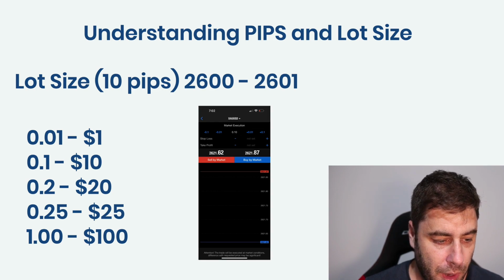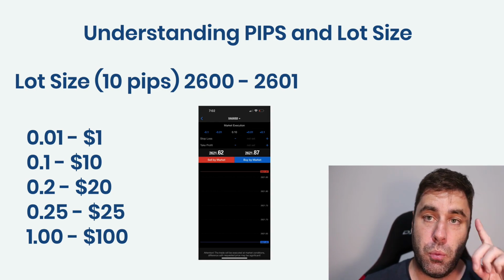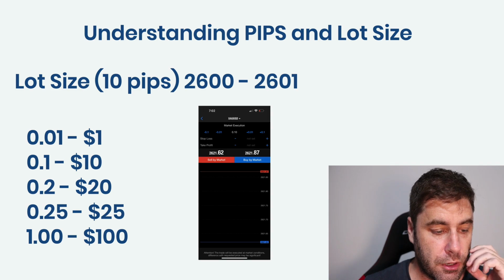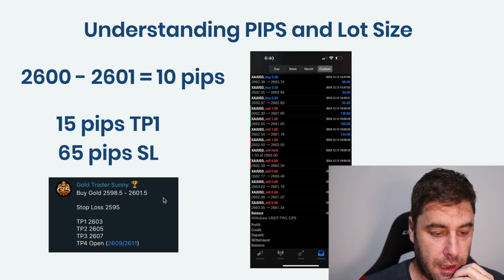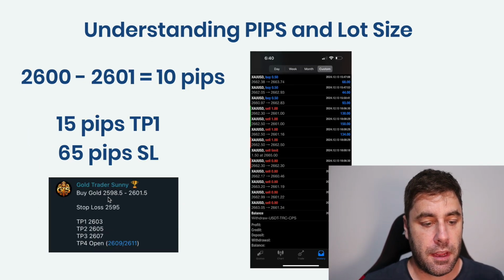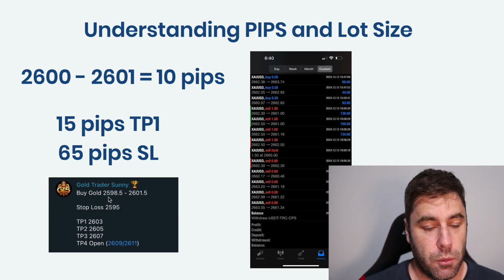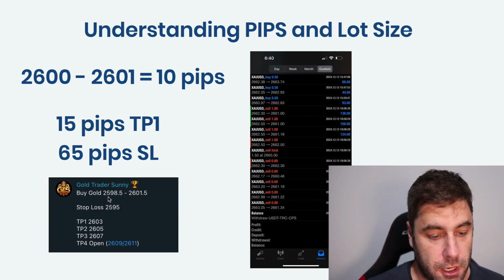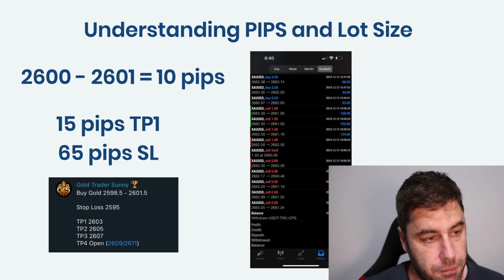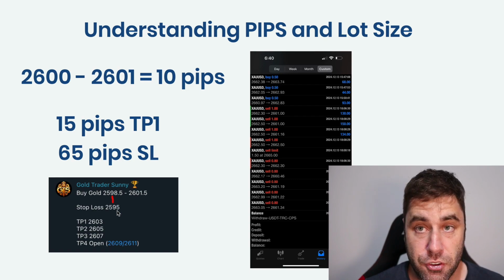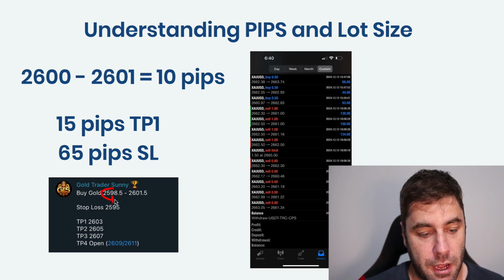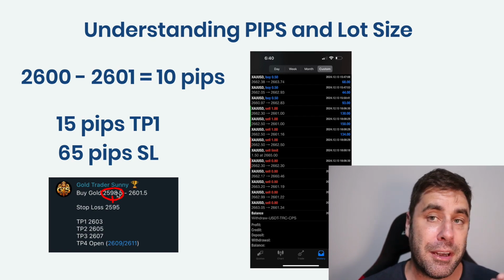Okay. However, we don't want to just do one lot. There's a reason why. So if we actually go back to here, you'll see that he has multiple prices, which is called zones. We'll talk about those in a second. But you'll see that this price is closer to 2595, the stop loss. So if we purchased it at this price, our risk would be a lot lower. However, it might not hit this price.